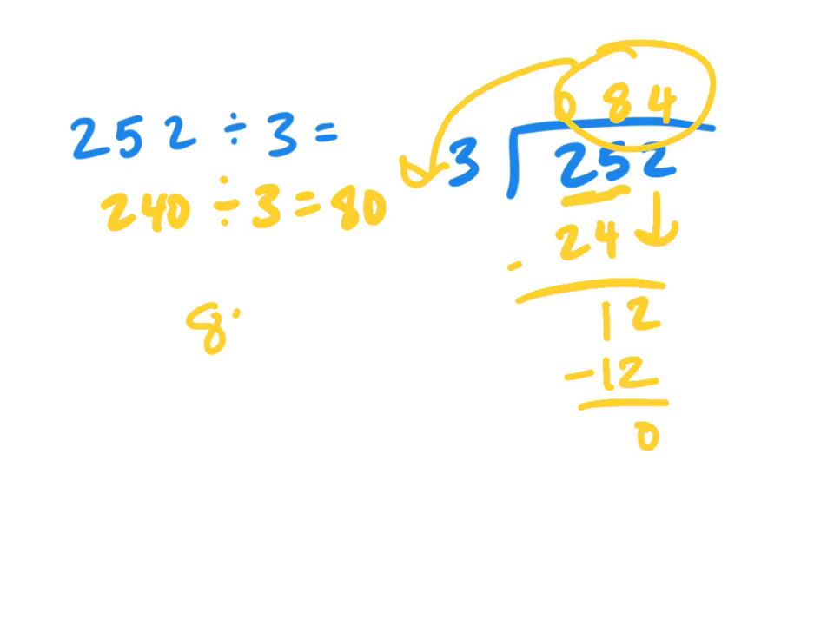I could do the inverse operation quickly. 84 times 3. 3 times 4 is 12, drop a 2, carry plus 1. 3 times 8 is 24, plus 1 is 25, so that is 252, where I started. I am good to go.